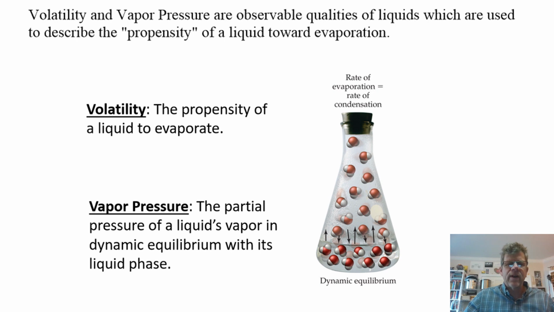The vapor pressure can be defined as, in a closed container, which we see here, the partial pressure of a liquid's vapor in dynamic equilibrium with its liquid phase. So if I take, here's a sample of water over here on the right in an Erlenmeyer flask, and if I put a cork in it, like I've done before, we're going to eventually have enough water molecules evaporate into the inside, or the trapped air in there, to have a particular vapor pressure.